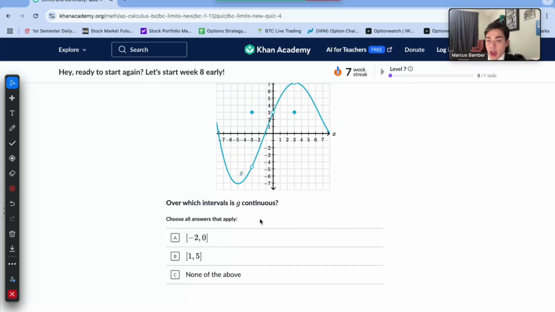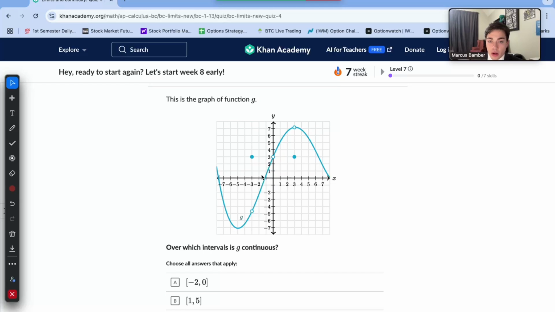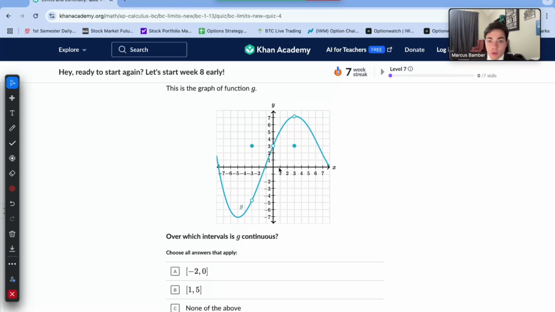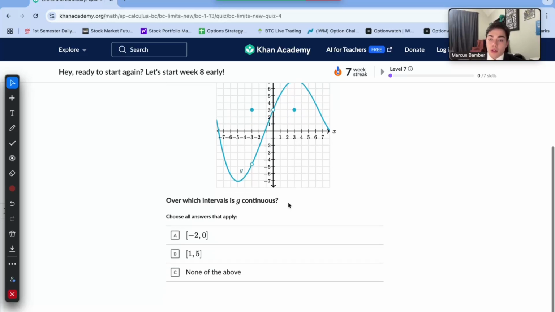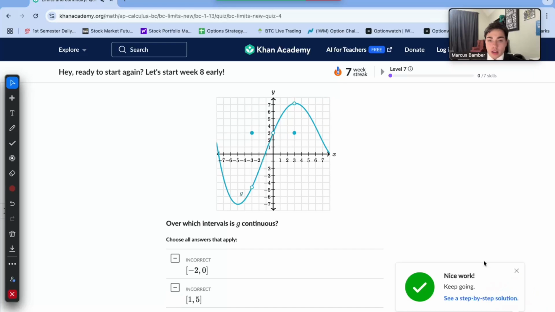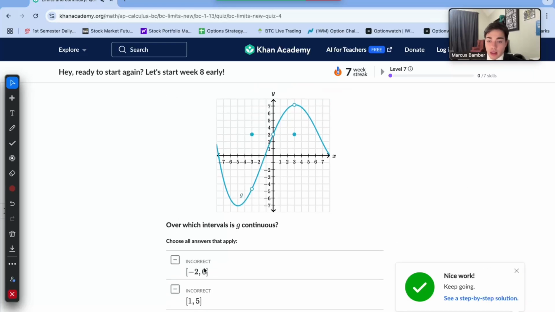Let's take a look. A, from negative 2 to 0, since this interval includes 0. Remember, brackets include, parentheses exclude. That interval is not going to be continuous because x equals 0 is not continuous. Now, from 1 to 5, once again, x equals 3 lies on that interval, so that interval is also not continuous. None of the above is the correct answer with this question. Very important to understand the difference between brackets and parentheses.